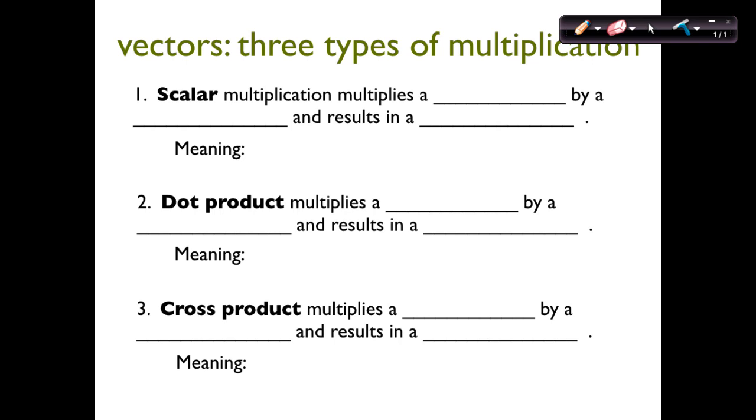Scalar multiplication multiplies a what by a what and results in a what? Vector by scalar and gives you a vector, right? So you're scaling one vector by some scaling factor, right? You're shrinking it or stretching it, but then you also might flip it if that scalar is negative, right? Dot product multiplies what by what and gives you a what? Vector by vector gives you a scalar. And we've talked about the meaning many times. Cross product multiplies a vector by vector and gives another vector. We just covered the meaning of that.